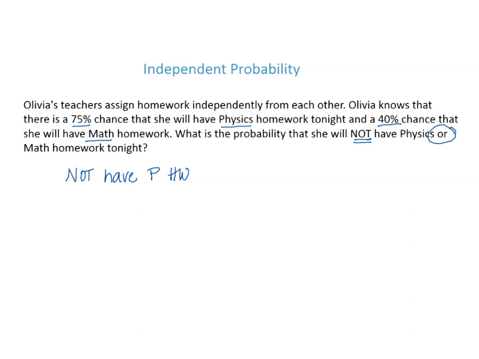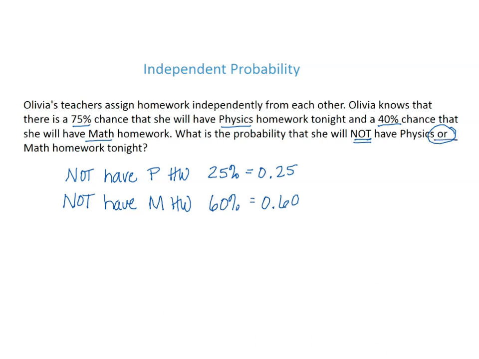And the probability that she does not have physics homework would be what we call the complement of this number. So if there's a 75% chance that she does have physics homework, then that means there would be a 25% chance that she doesn't, or 0.25. Same thing for math. What's the probability that she will not have math homework? Well, if there's a 40% chance that she will, then that means 100 minus 40 would give us a 60% chance that she won't.